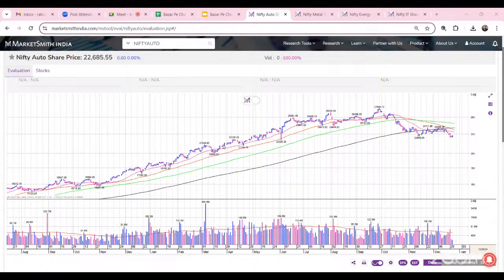Is my screen okay now? You can see it. Yes, it is clear.